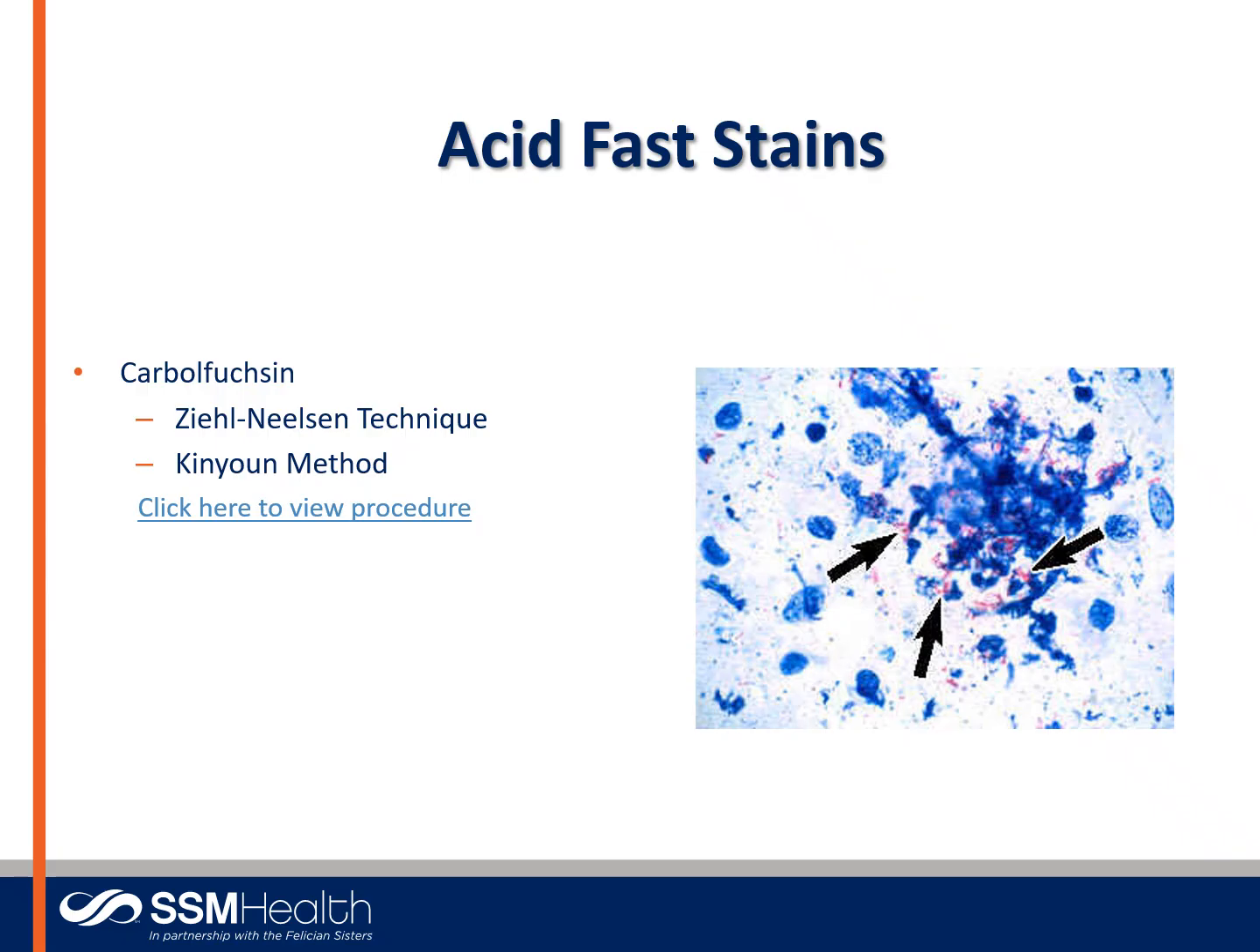And most acid-fast bacilli are known as Mycobacterium. Thus, Mycobacterium tuberculosis, avium complex, fortuitum. These are several species within the Mycobacterium genus. So the classic stain for acid-fast is the Ziehl-Neelsen technique. It utilizes carbolfuchsin, which is a very deep red, deep pink stain.